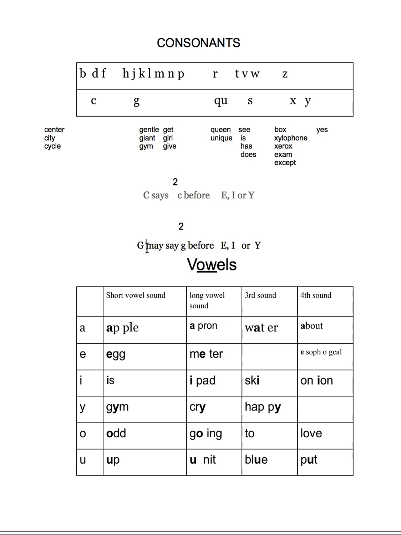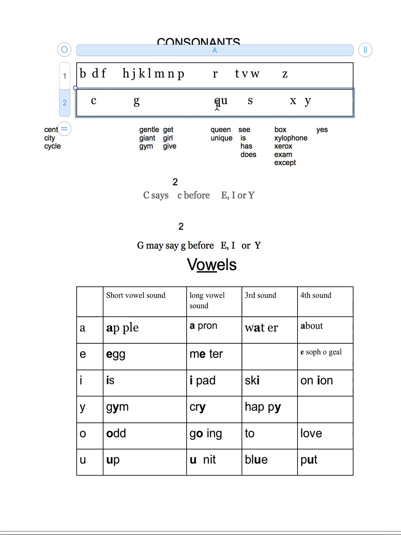Notice the rule says it may say J, like in the word gentle, G-E, giant, G-I, Jim, G-Y. But it doesn't have to say J because there are common words like get, girl, give, where G is followed by an E or an I. So that's the rule for the letter G.